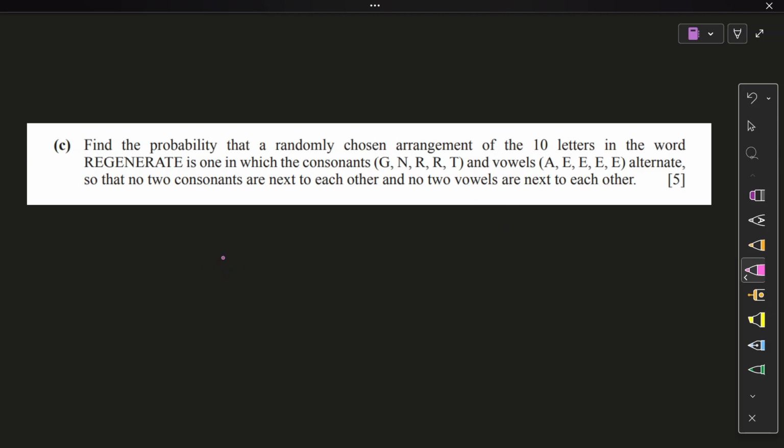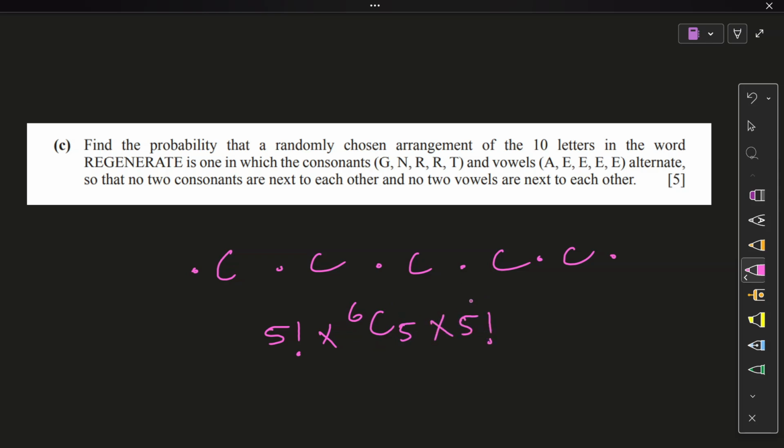First, let's put the consonants first, right? So consonants, 1, 2, 3, 4, 5. Now let's place the vowels. Actually, we could do the universal separation method. So 1, 2, 3, 4, 5, 6. If I do that, 5 factorial for these, right? And out of the 6, any 5 positions will be filled. 6P5 into 5 factorial. And all of them can move around, about the same thing, right?